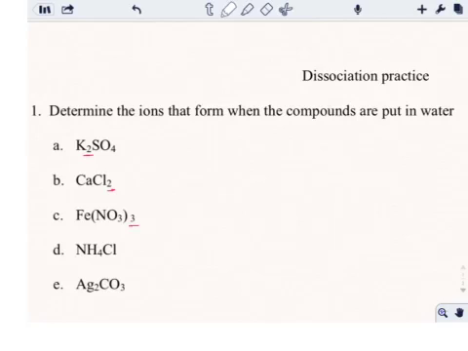Also, another thing to remember is that our polyatomic ions don't dissociate. So like this sulfate compound here would be kept as one ion, or ammonium would be kept as another ion.